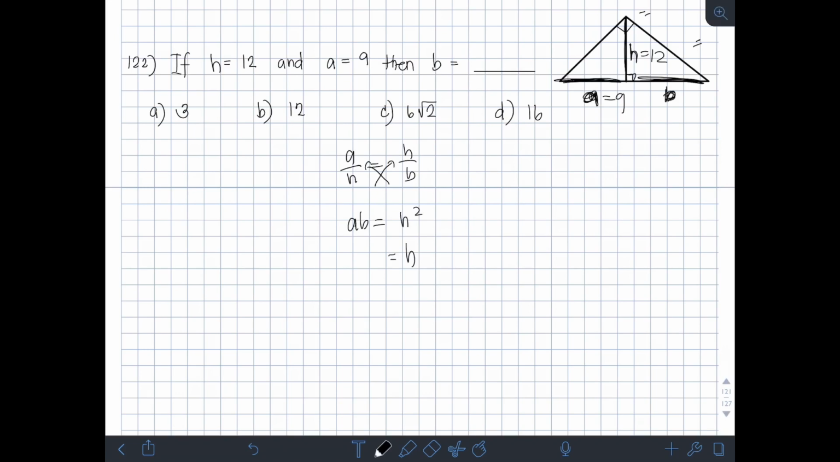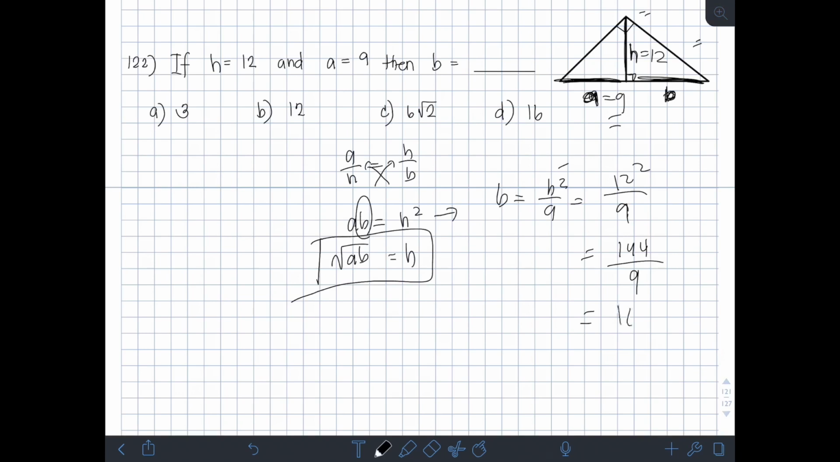That's why yung h is tinawag nating geometric mean between the segments into which the altitude to the hypotenuse separates the hypotenuse, because of this formula, right? So, therefore, gusto nating masolve dito si B, right? So, using this equation, B is equal to h squared over a. So, meron tayong h na 12, right? So, 12 squared over a given 9. So, what is 12 squared? 144, right? Over 9. So, what is 144 divided by 9? 16. So, therefore, B is 16.